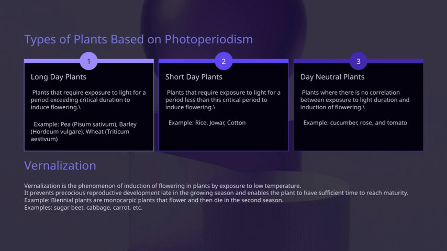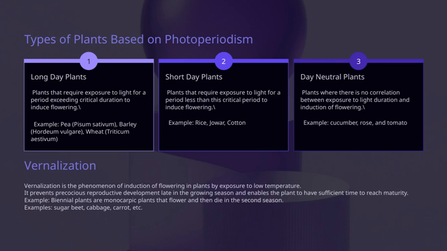Another fascinating concept is vernalization. This is a process where plants need to be exposed to low temperatures to induce flowering. Vernalization actually helps prevent plants from flowering too early or late in the growing season, giving them enough time to mature properly. For example, biennial plants like sugar beet, cabbage, and carrot are monocarpic, meaning they flower once in their lifetime and then die, often requiring vernalization to trigger flowering at the right time.